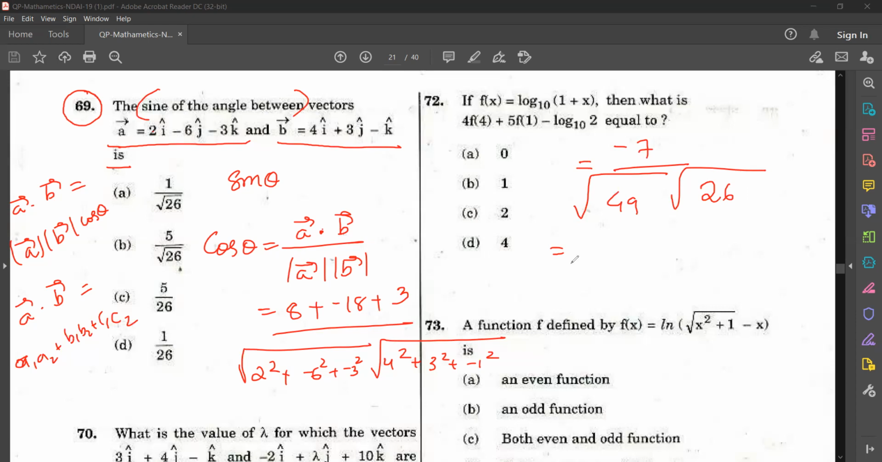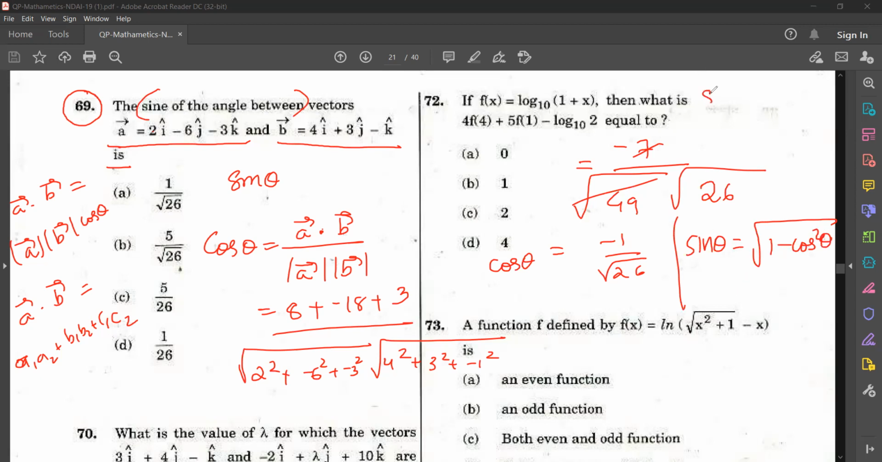Okay. So what do you get? Root 49 is 7, so that will be cancelled. So 1 by root 26. So you got cos theta as 1 by root 26. Now what you need is sine theta. What is the relation between cos theta and sine theta?